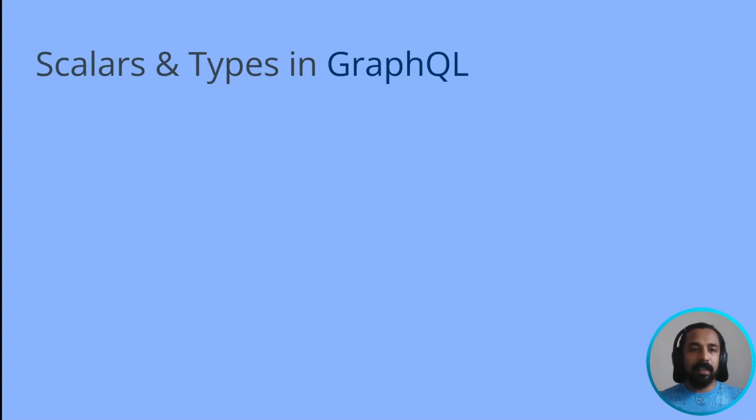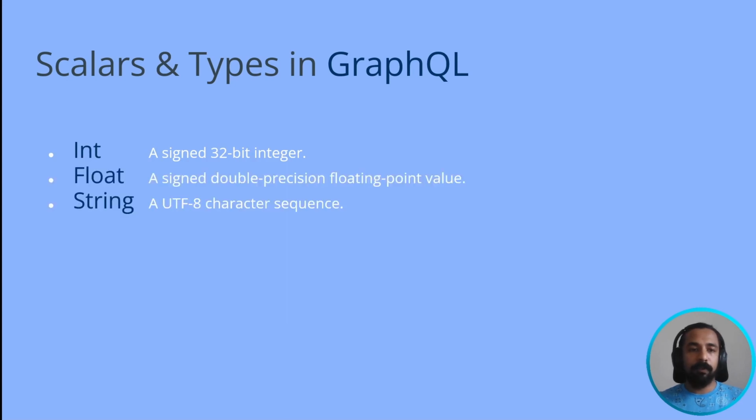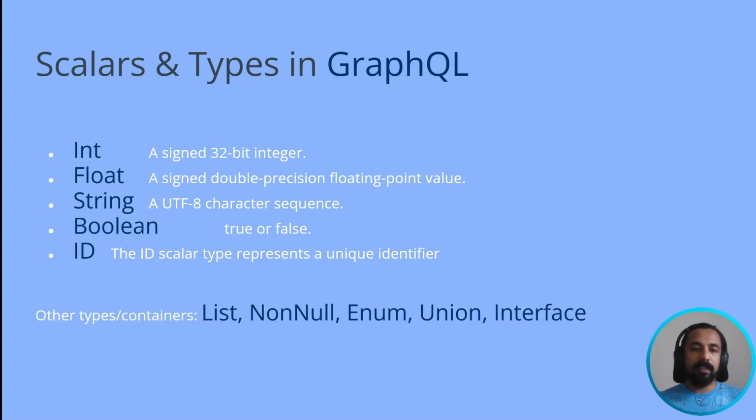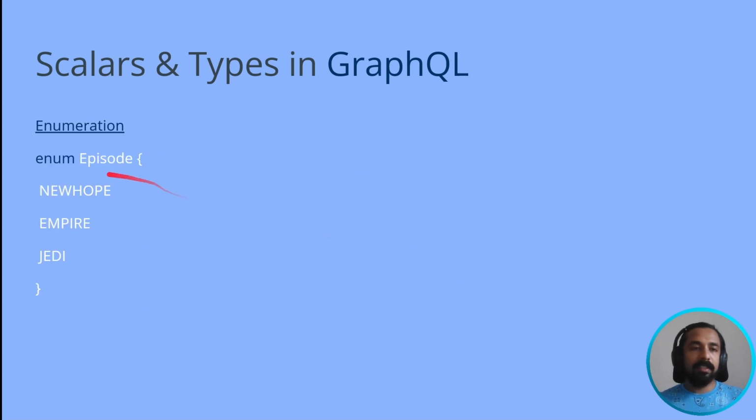Now let's take a look at various scalars and types in GraphQL. Scalars are the basic types. So these include int, float, string, boolean, and ID types. Similarly, we have other types or containers like list. So list can contain multiple scalars together, and a non-null is a wrapper which marks a field as non-nullable. Then we have enums, union, and interfaces. This is an example of an enumeration. So we are defining an enum called episode. So the episode can contain any of these string values.